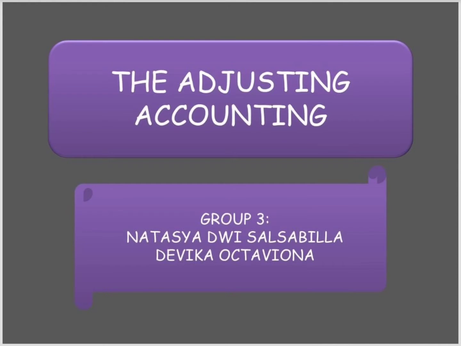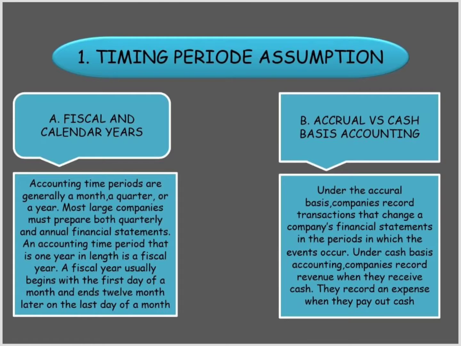Everyone, up here we are describing the adjusting accounting. Number 1. Timing period assumption. A. Fiscal and calendar years. Both small and large companies prepare financial statements periodically in order to assess their financial condition and results of operations. Accounting time periods are generally a month, a quarter, or a year.